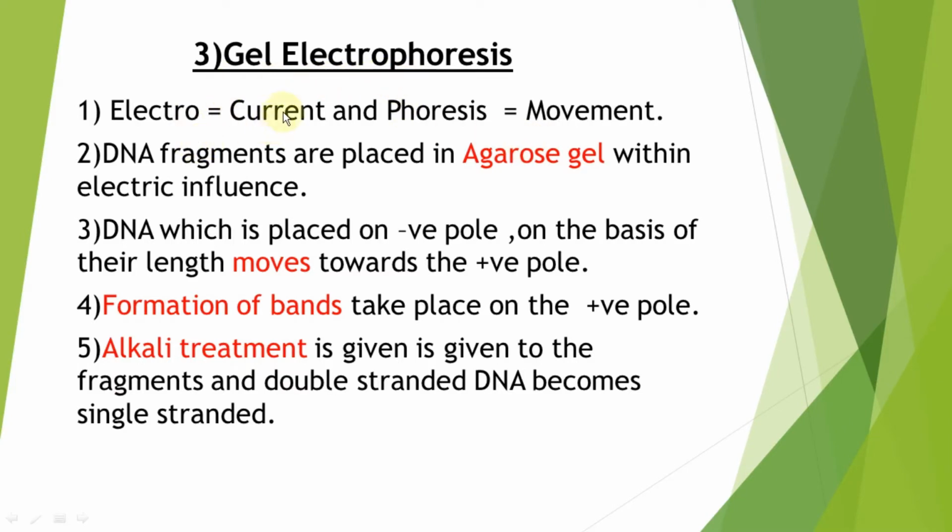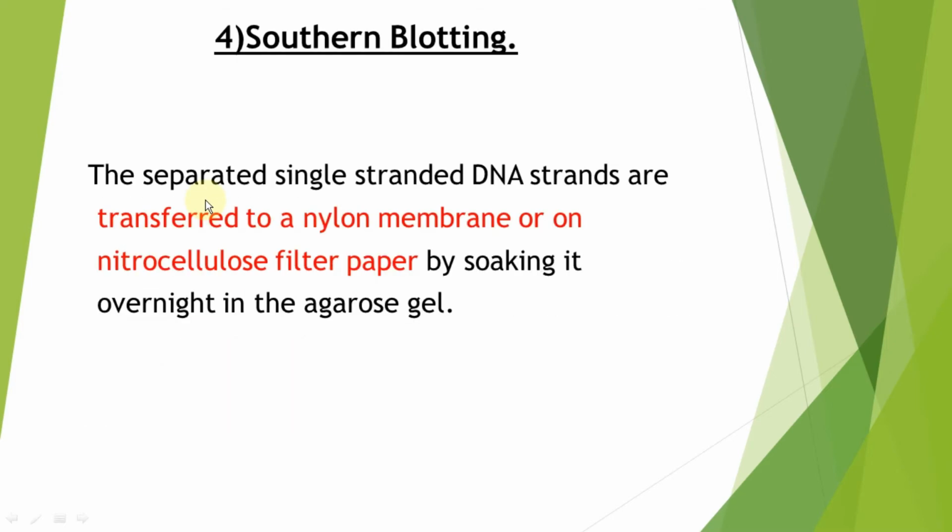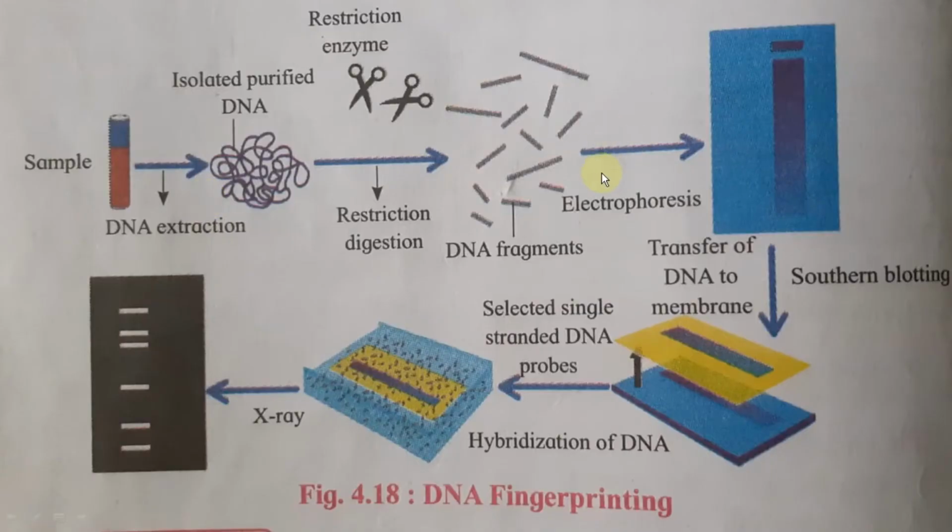See, electro means current and phoresis means movement, and here a gel called agarose gel is used. See what they are doing here. They have collected the DNA fragments, and these DNA fragments are kept in agarose gel with electric influence, meaning electric current is passed. Then in electrophoresis, these small fragments are transferred.